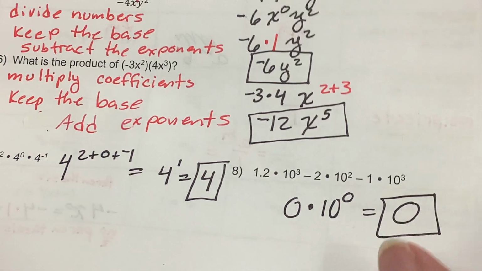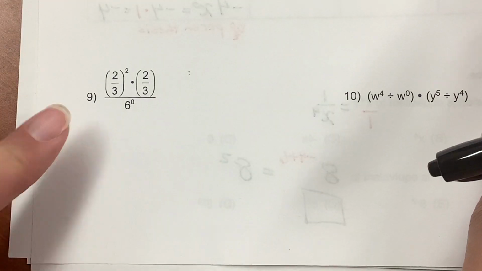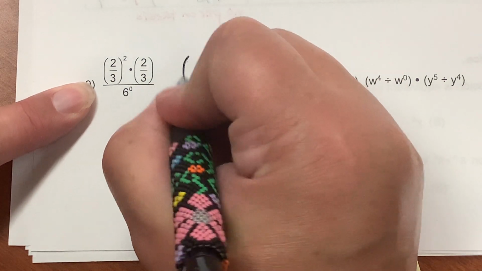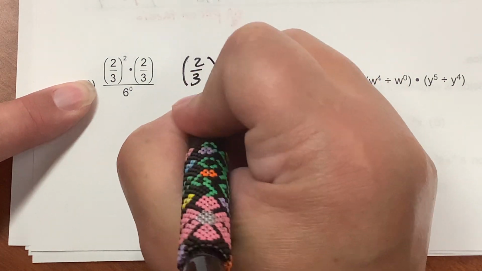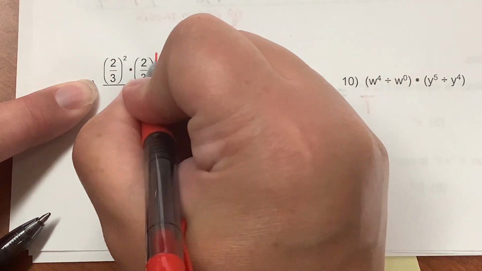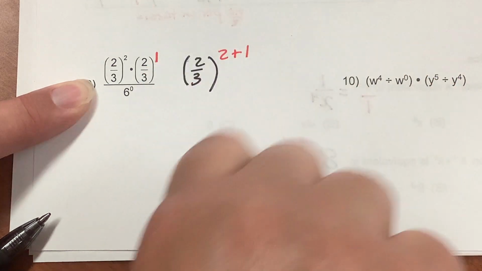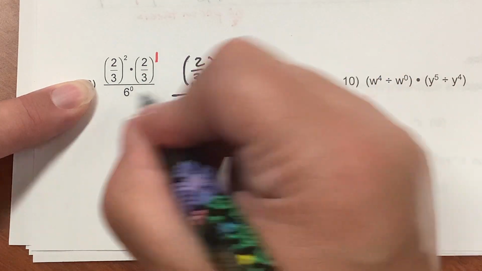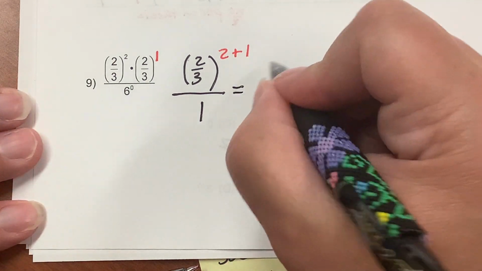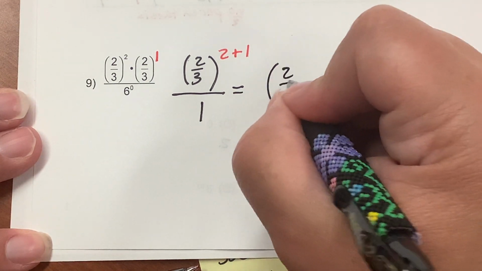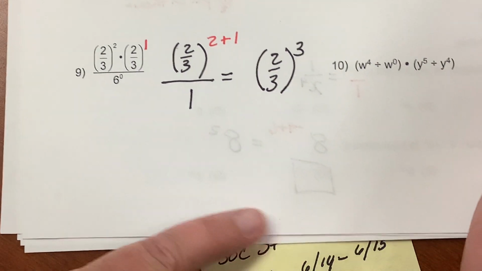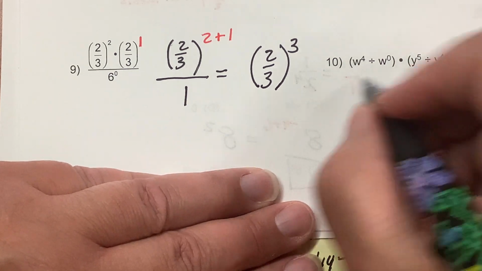Here we go. The next one, right up here. Keep the base 2/3, add the exponents. Well, 2 plus, no exponent there, so I have to put a 1. And then, what is 6 to the 0 power? It's just 1. So then I divide by 1, and I get 2/3 to the third power. Not too bad, right?